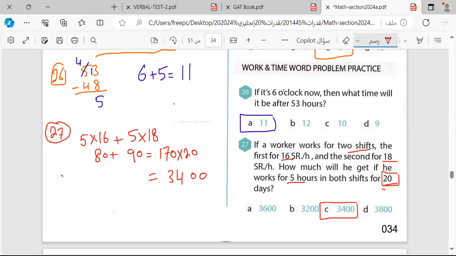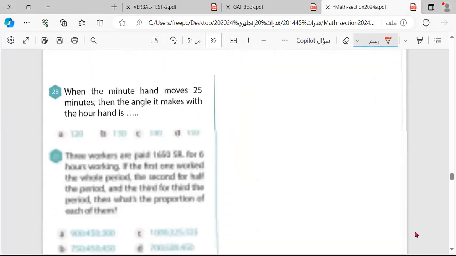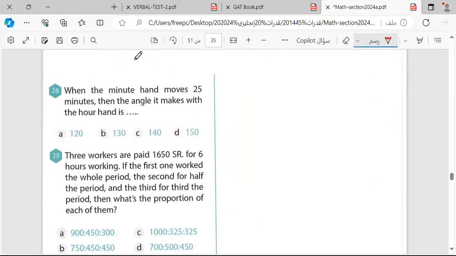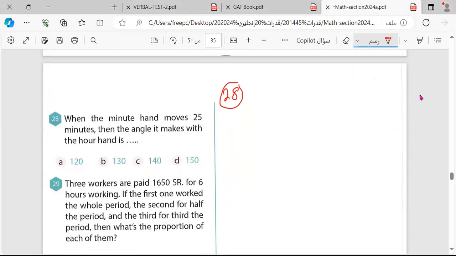Okay, number now 28. Online student, is it clear? Okay, wait, continue. Abdulaziz Saleh, please continue. 28. When the minute hand moves 25 minutes, and the angle it makes with the hour hand is... Right. Okay, I will discuss with you with the clock.